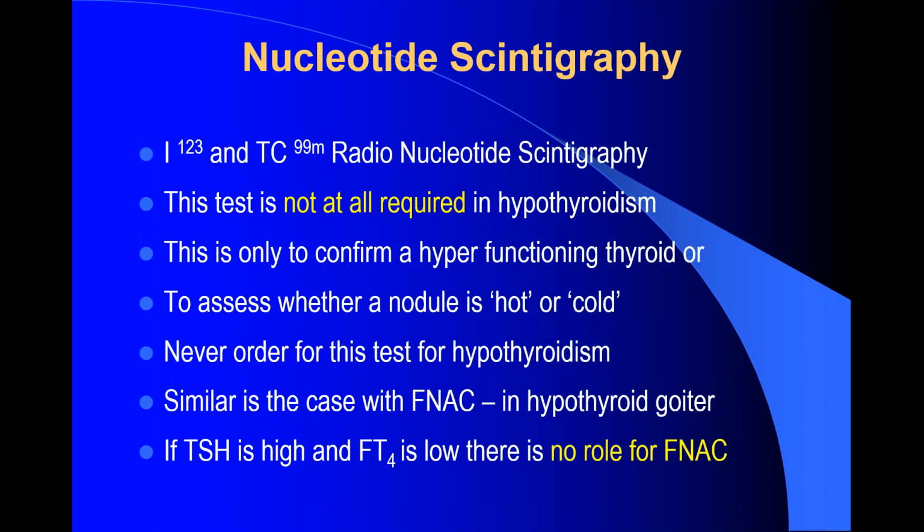Then just a few words about nuclear scintigraphy. Iodine 131, 123 and technetium 99 are used. So these are not always required in case of hypothyroidism. This is the test to confirm a hyperfunctioning thyroid. That means you will require this test in case of hyperthyroidism, not in hypothyroidism, and to assess whether the nodule that appears is hot or cold. So it is not required in hypo, it will be required in hyper. Similar is the case with FNAC. It might not be required in hypothyroidism.